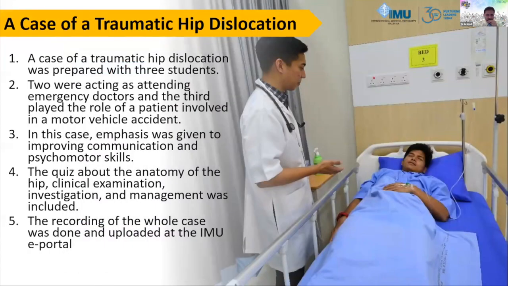Okay. So now this is a case of a traumatic dislocation of the hip. So this was prepared with 3 students. 2 were acting as attending emergency doctors, and the third played the role of a patient involved in a motor accident. In this case, emphasis was given to improving communication and psychomotor skills. The quiz about the anatomy of the hip, clinical examination, investigation, and management was included. The recording of the whole case was done and uploaded at the e-portal.